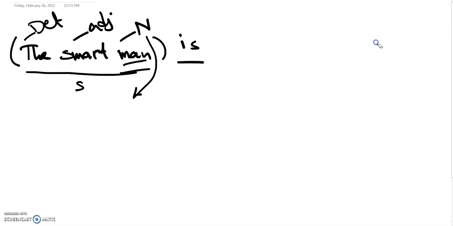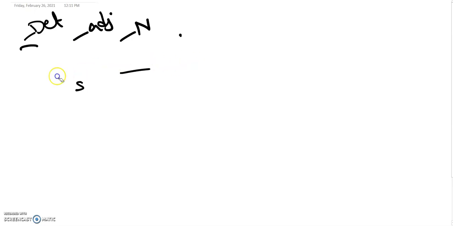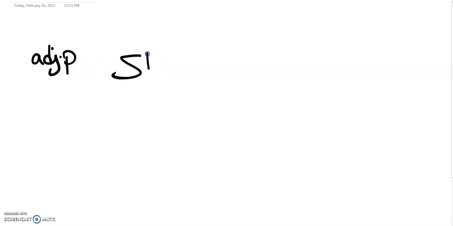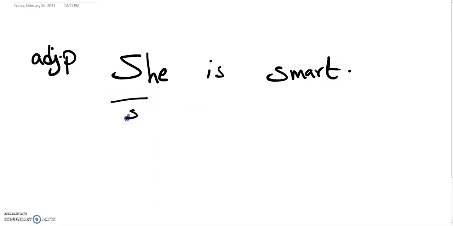Now, this will be applied with the rest of the parts of speech of English, like when we go through the adjective phrase, for example. So simply, we will get these examples. For instance, when we say, she is smart. Now, simply, we will say that this is a subject, and the subject is a pronoun. A pronoun goes under the phrases of noun phrases. This is a verb, and this is an adjective.